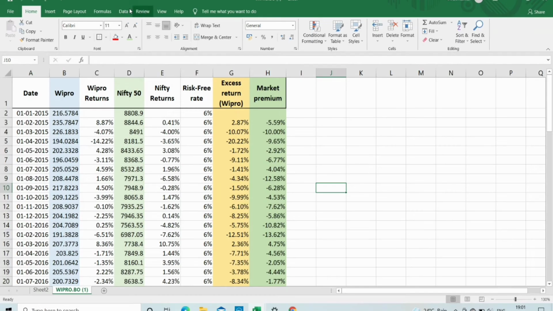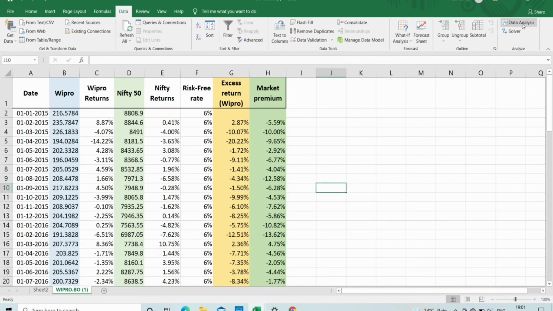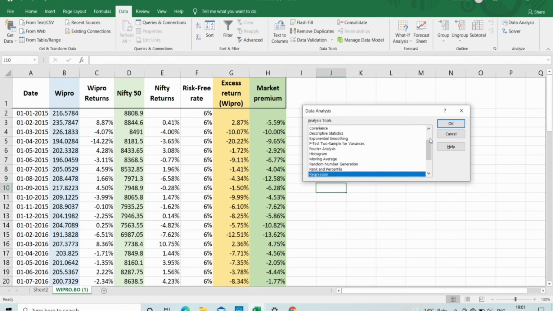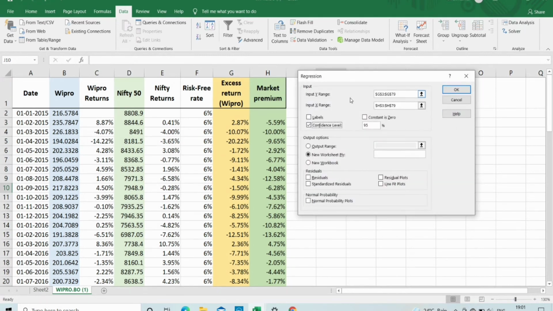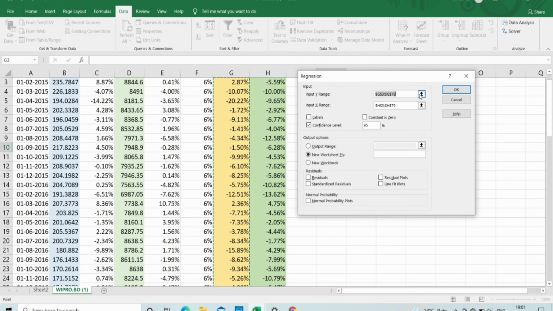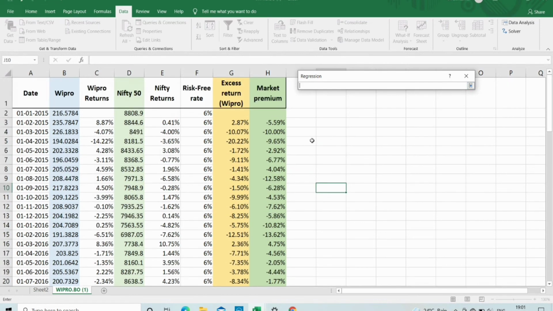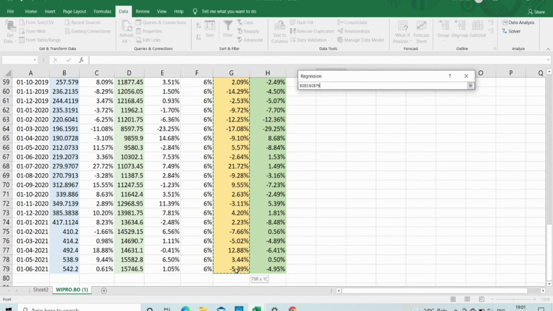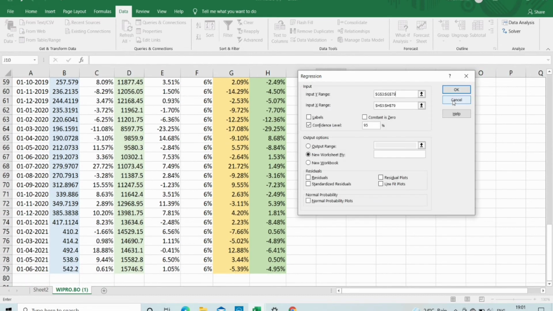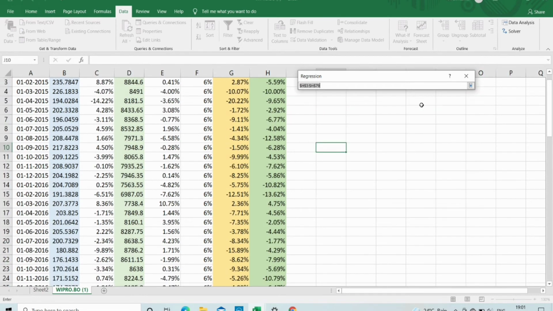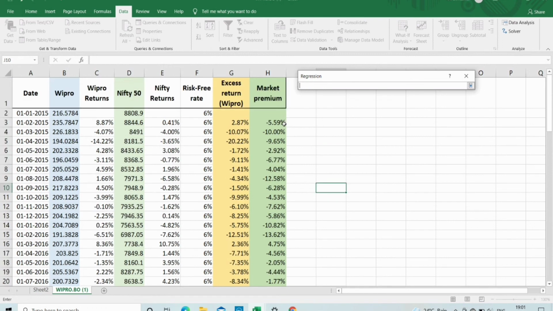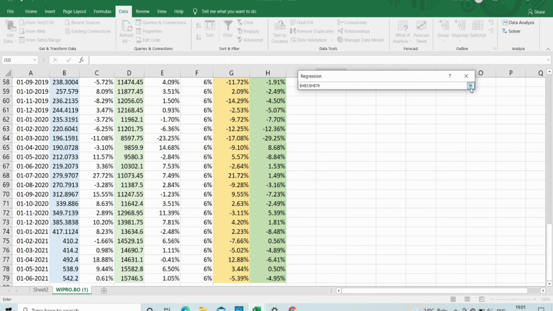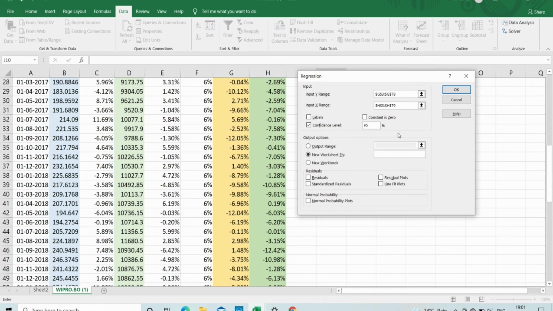Now we can run the regression. Go to the Data tab, find the Data Analysis ToolPak, and select Regression. We have the Y and X ranges. Y is our dependent variable, which is the excess return of Wipro, and the X range is our independent variable, which is the market premium. Looks good.